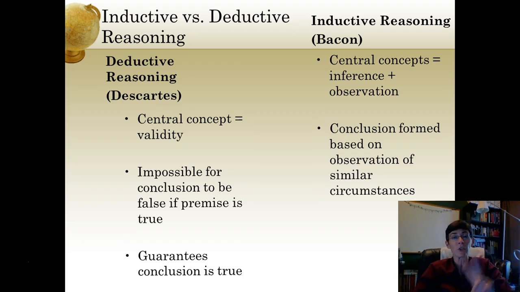All right, so inductive versus deductive. Deductive reasoning comes from Descartes, all right? Inductive reasoning comes from Bacon. Now, in deductive reasoning, the central goal or central concept is validity. Is it valid? Is it true? And according to deductive reasoning, it is impossible for a conclusion to be false if the premise is true.